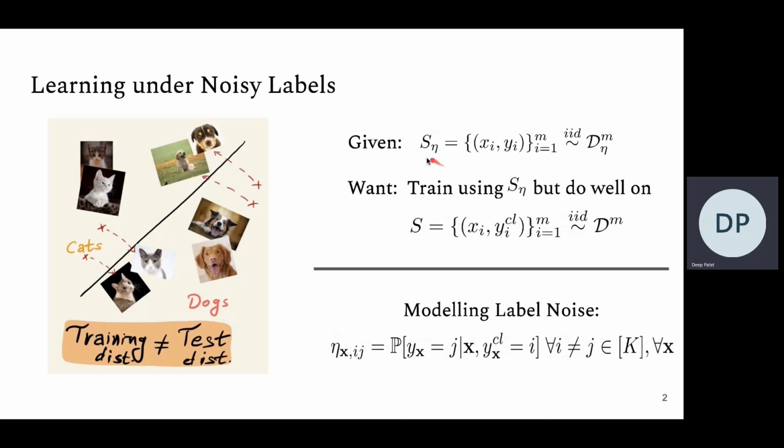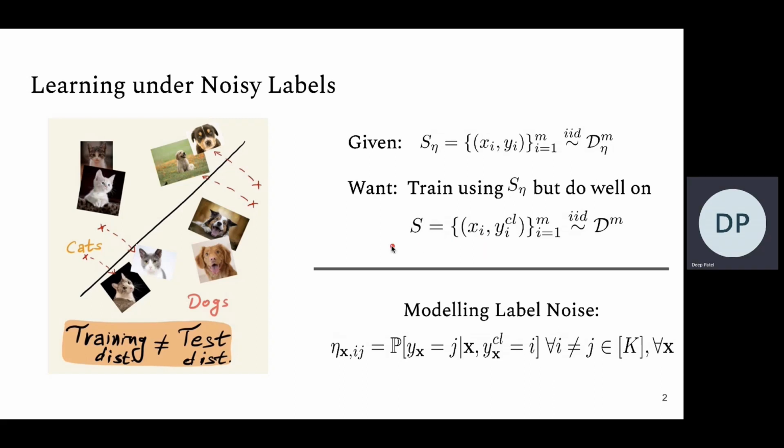So what we are given is a set of data points xi with possibly noisy labels yi. So we are given this noisy training set as eta. We want to use this to train our network such that it performs well only on the set S, which is the same data xi, but with the clean labels, the true labels instead. This, in a nutshell, is the problem of robust learning under label noise.